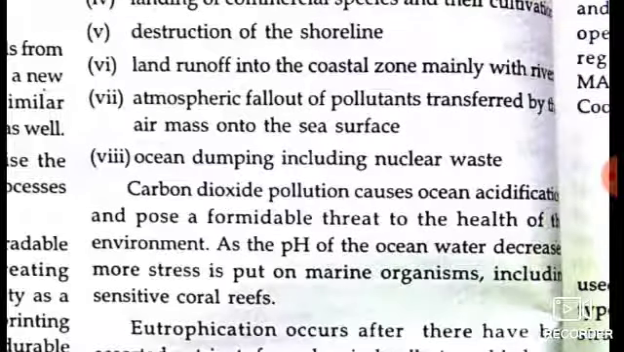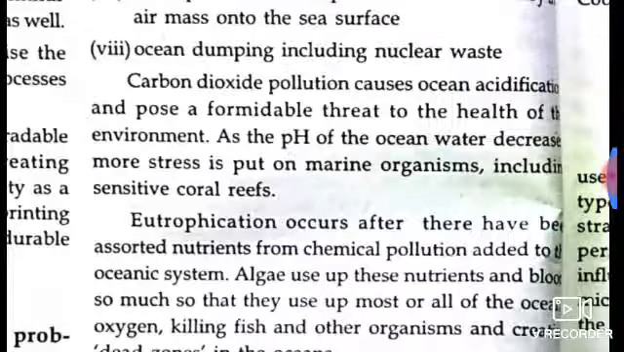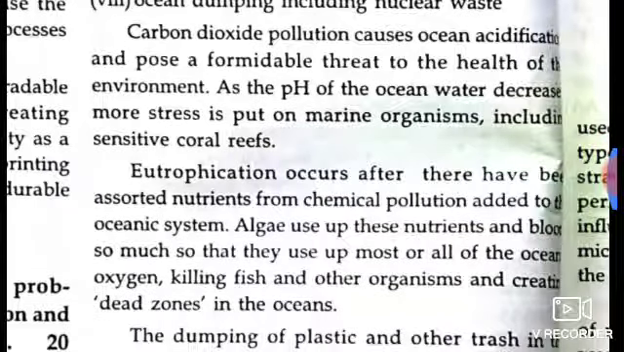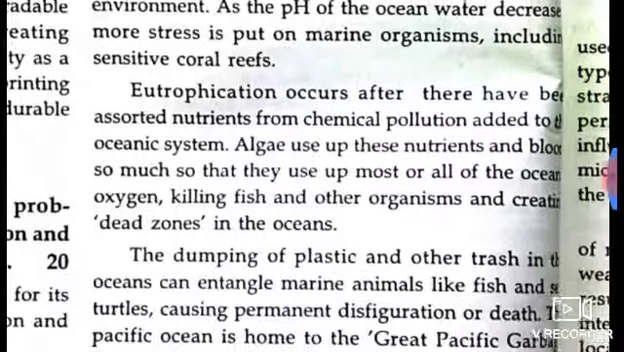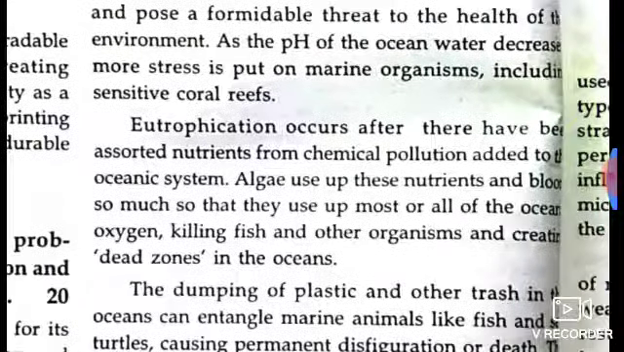Ocean dumping, including nuclear waste, and carbon dioxide pollution cause ocean acidification and pose a formidable threat to the health of the environment. As the pH of the ocean water decreases, more stress is put on marine organisms, including sensitive coral reefs, and eutrophication occurs after assorted nutrients from chemical pollution are added to the oceanic systems.